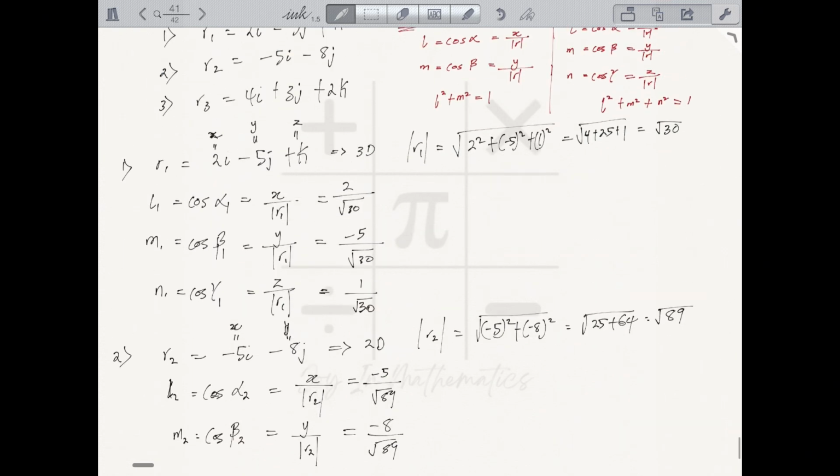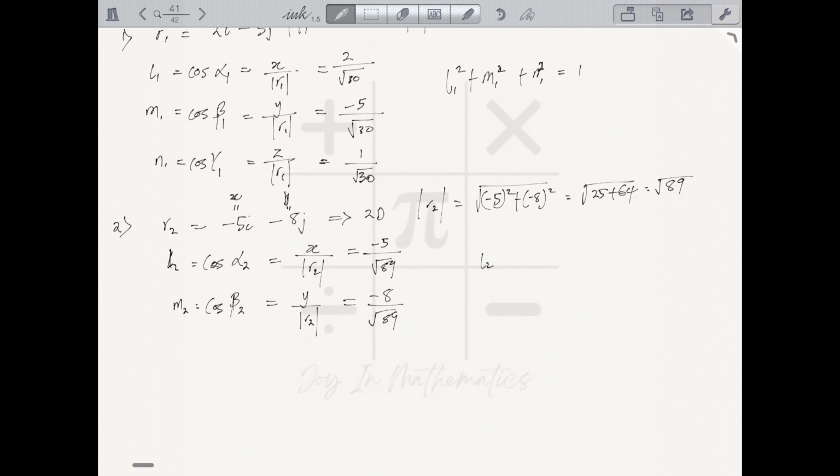Of course, if you want to confirm, we know that L1 squared plus M1 squared plus N1 squared is equal to 1. Similarly, L2 squared plus M2 squared is equal to 1.